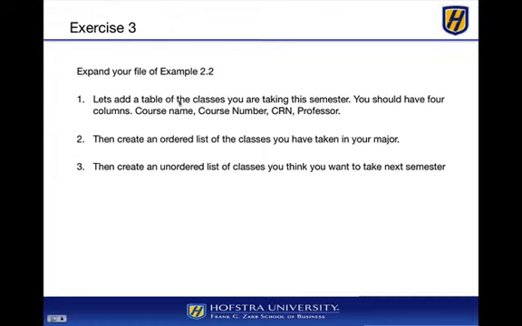So, let's expand what we did in example 2.2. Okay? Add a table of the classes that you're taking this semester and have 4 columns: course name, course number, CRN, professor. Then, underneath that, create an ordered list of the classes that you have taken in your major, and then underneath that, create an unordered list of classes that you think you want to take next semester, or that you have no desire to take. It doesn't matter how you create this list. Let's see how you can do with that, and we'll see you back for the next module.